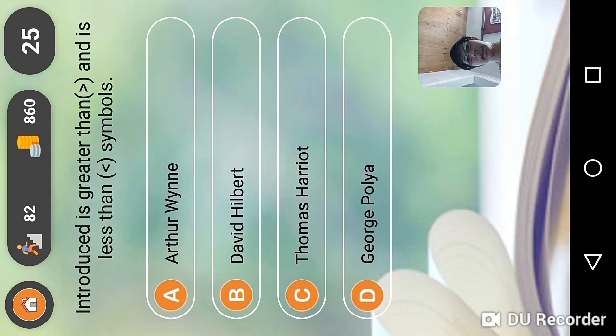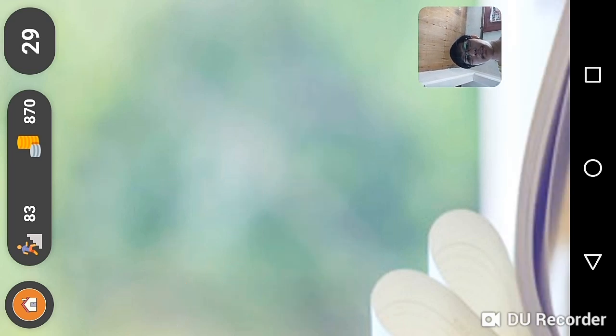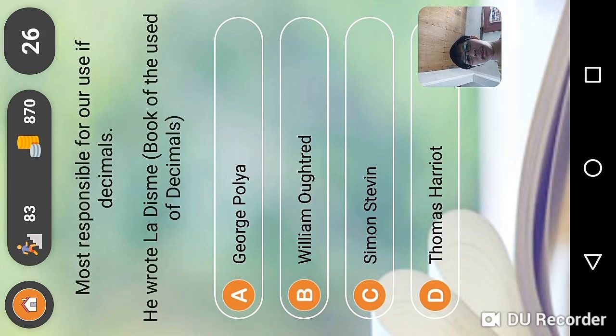Introduced the is greater than and is less than symbols. Thomas Harriot. Most responsible for our use of decimals. He wrote La Disme, a book on the use of decimals. Simon Stevin.